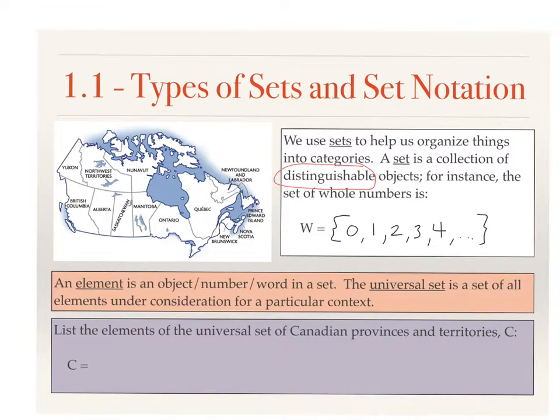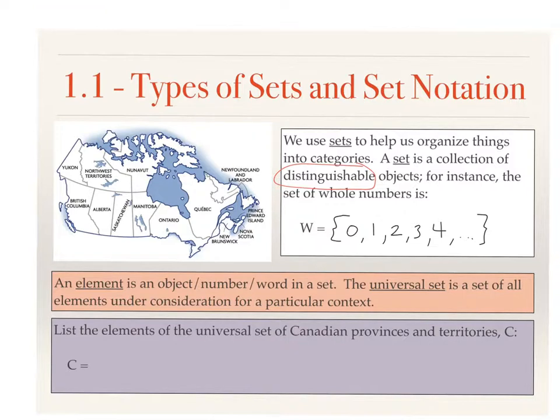The universal set is a set of all elements under consideration for a particular context. So that doesn't mean universal set is everything always. It's like in a particular context, it's everything. So if I was talking about our school and the people in it, the universal set would be all the students and teachers and staff. Then there might be smaller sets, like our class would be a smaller set within our school.